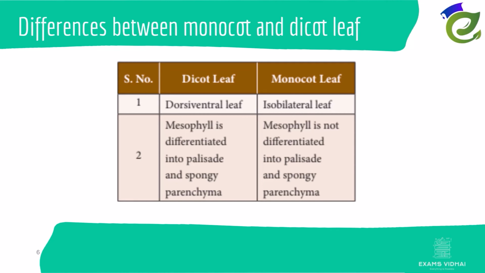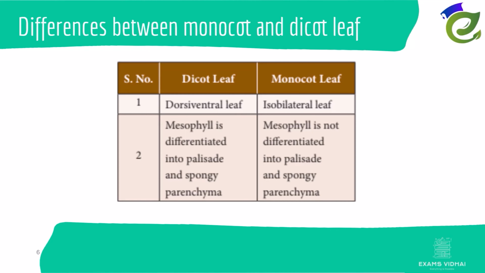Now coming to the differences between monocot and dicot leaves. The dicot leaf is a dorsiventral leaf, which means that the dorsal side and the ventral side are distinguishable, whereas the monocot leaf is an isobilateral leaf, which means that both the dorsal side and ventral side look almost similar.